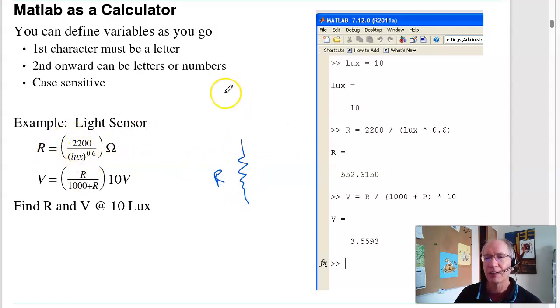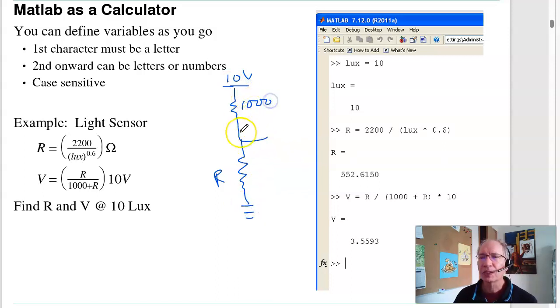I can have a voltage divider. So if I have 10 volts, again, this doesn't have to make sense for you currently, just rely on the equations. That's the beauty of math. But this is where the equations come from. I've got a voltage divider, 2 resistors. I'm going to measure the voltage. As the light level changes, R changes by this equation. As R changes, the voltage changes by this equation.